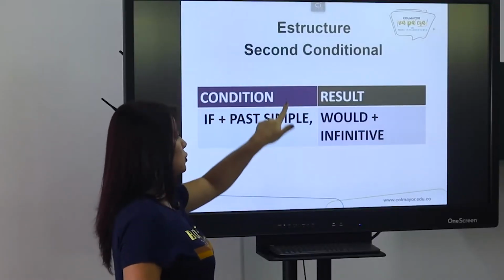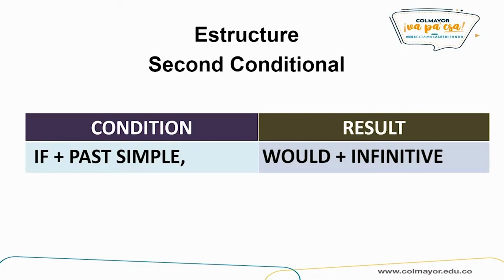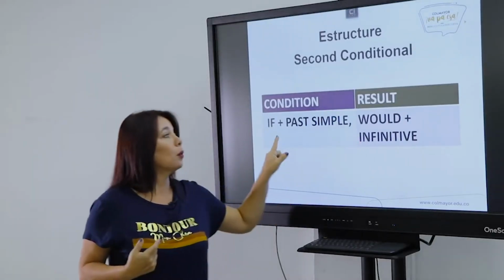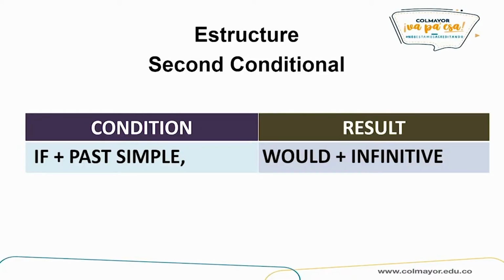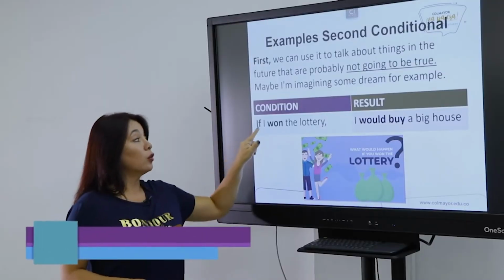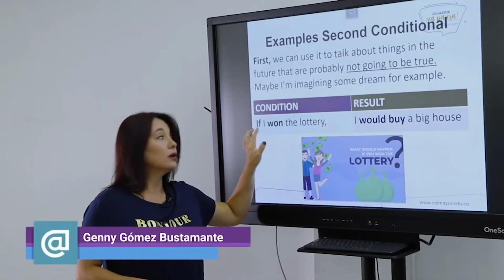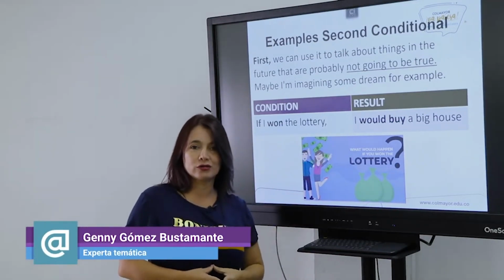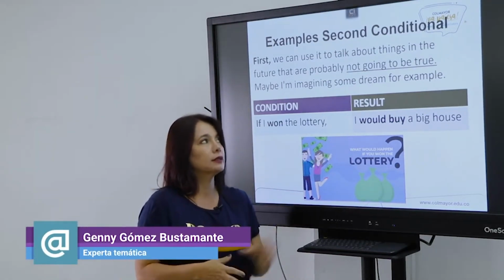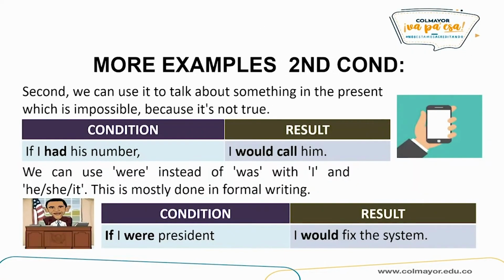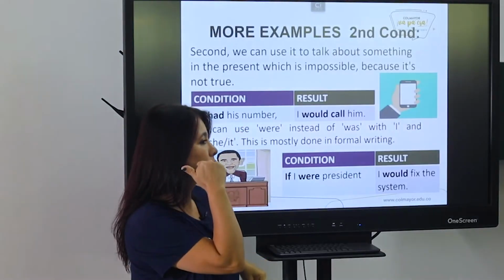With the second conditional, we need past simple and would. It's different from the other ones. Past simple and would. For example: if I won the lottery, I would buy a big house. It's something that might be true, we don't know. Another: if I had his number, I would call him.